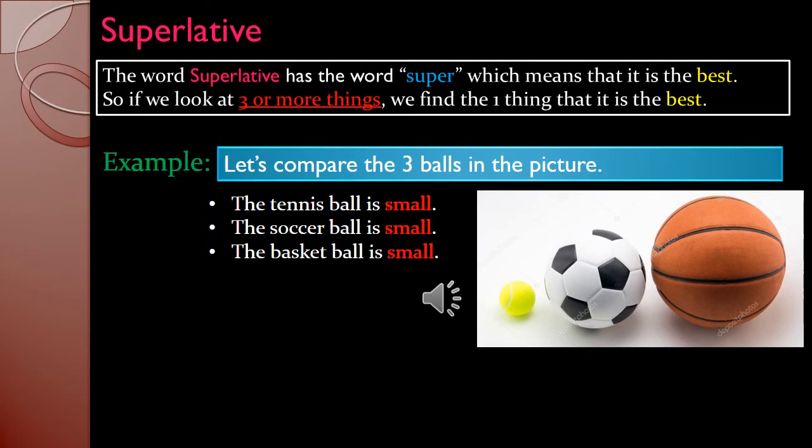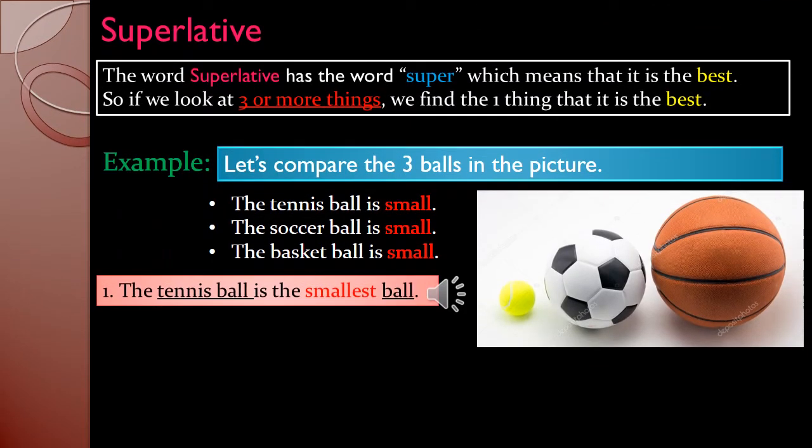If we think about it, these balls are not very big, so we can even make the 3 same sentences. The tennis ball is small, the soccer ball is small, the basketball is small. All right, nice and easy sentences. If we look at sentence number 1, the tennis ball is the smallest ball. All right, that's nice and easy.